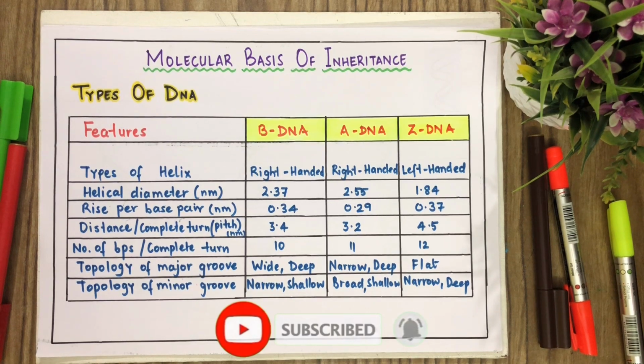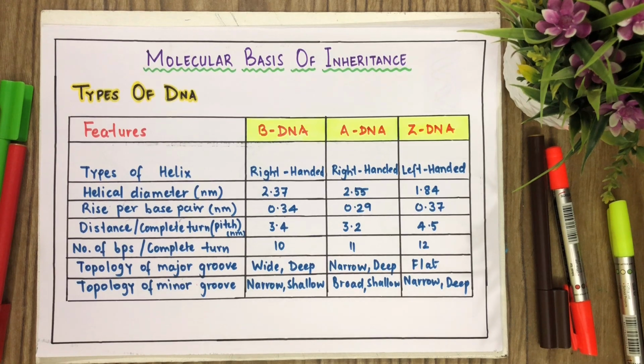In our previous lecture we studied the 3D double helix model of DNA which was proposed by Watson and Crick, and today we will be studying types of DNA. If you have missed our previous video, you can click on the I icon above. Now let's start the video.